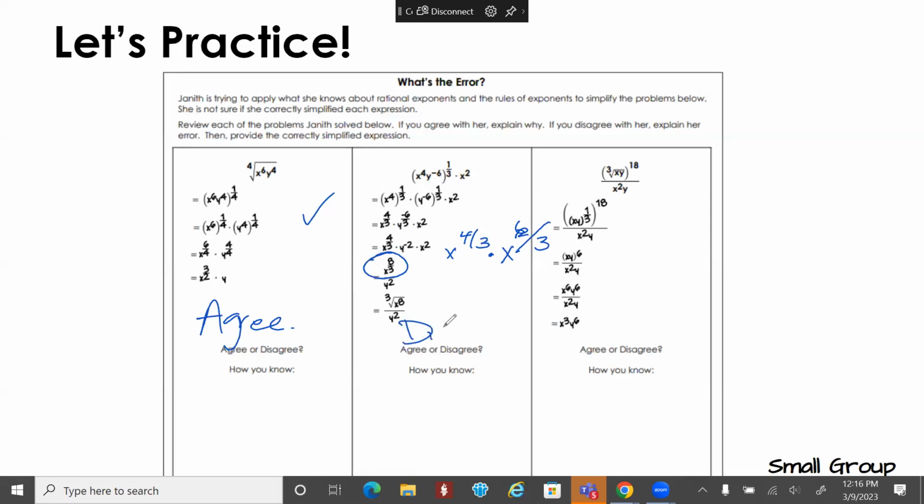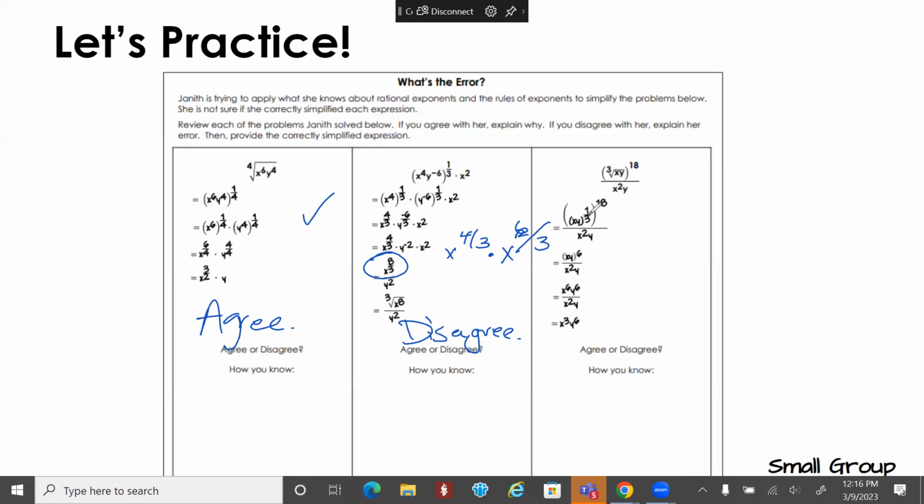So we disagreed. Okay, so what did they do? So they multiplied. Okay, good.